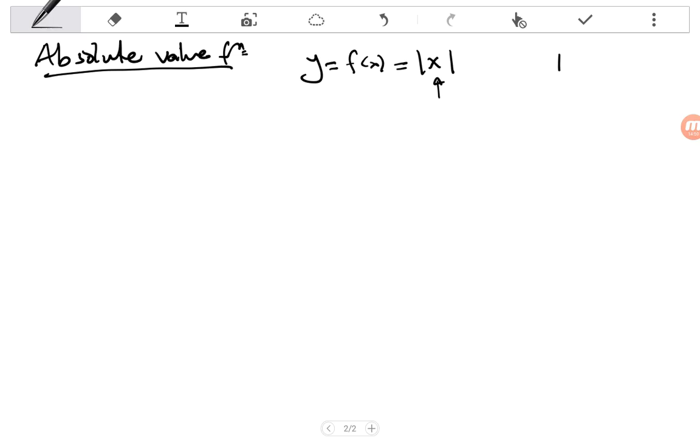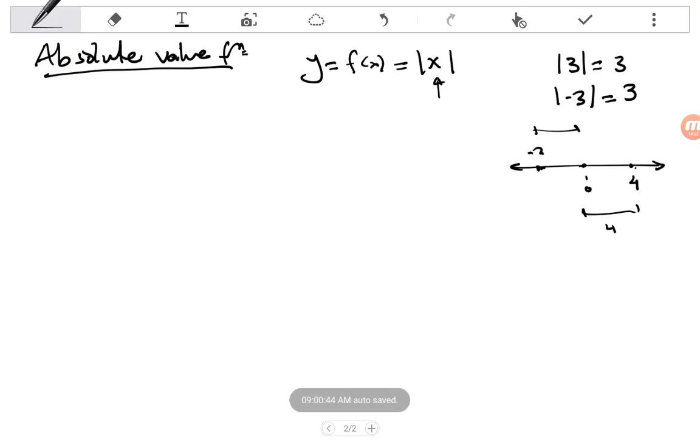What is meant by that? If I find absolute 3, it gives 3. If I give it absolute -3, it gives also 3. As a physical meaning for this function, it just gives me the distance between a number and the 0, the origin. So if I give you 4, what is the distance between 0 and 4? It is 4. What is the distance between -2 and 0? It will be 2. The distance is always positive.